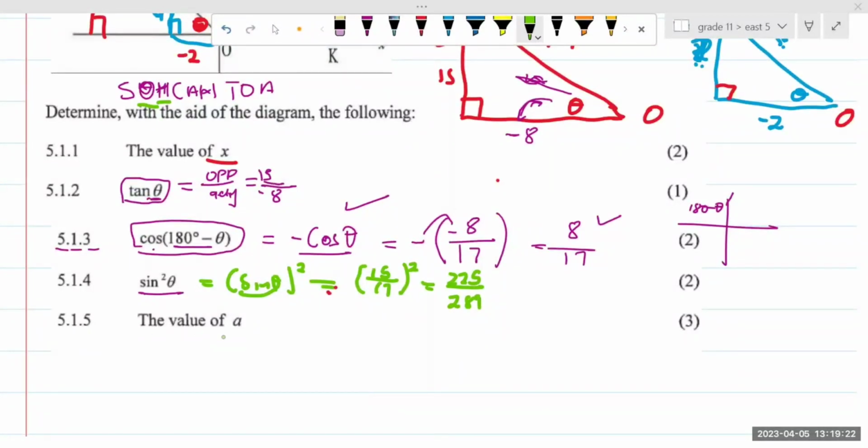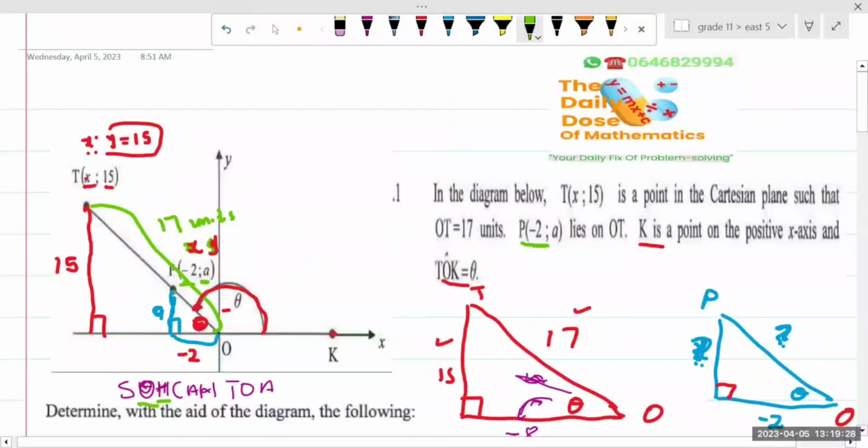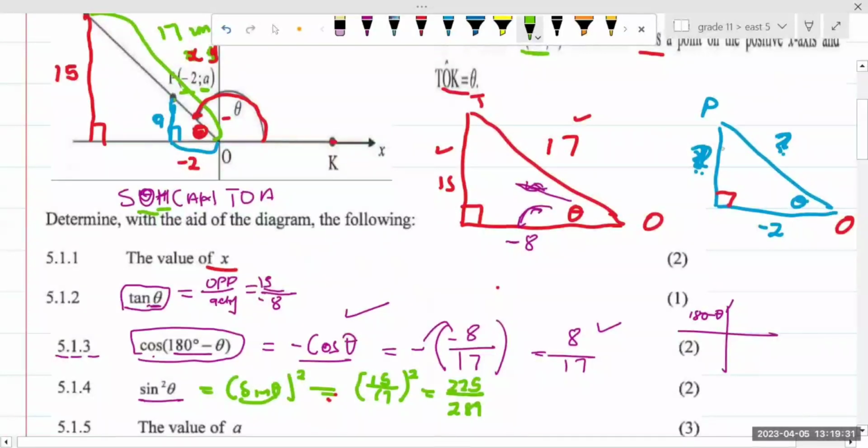Now, the last one, we're looking for A. Now, where would you get A? On the bigger triangle or smaller triangle? Smaller triangle. So I'm going to get A in the small triangle. So we're looking for our A here on the small triangle, and in our small triangle, our A is the value of Y. Yes. So how are we going to get this?